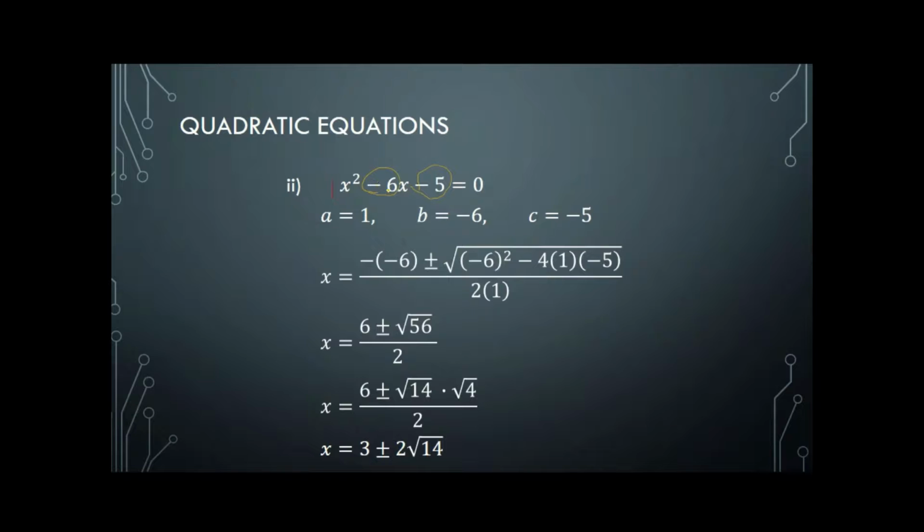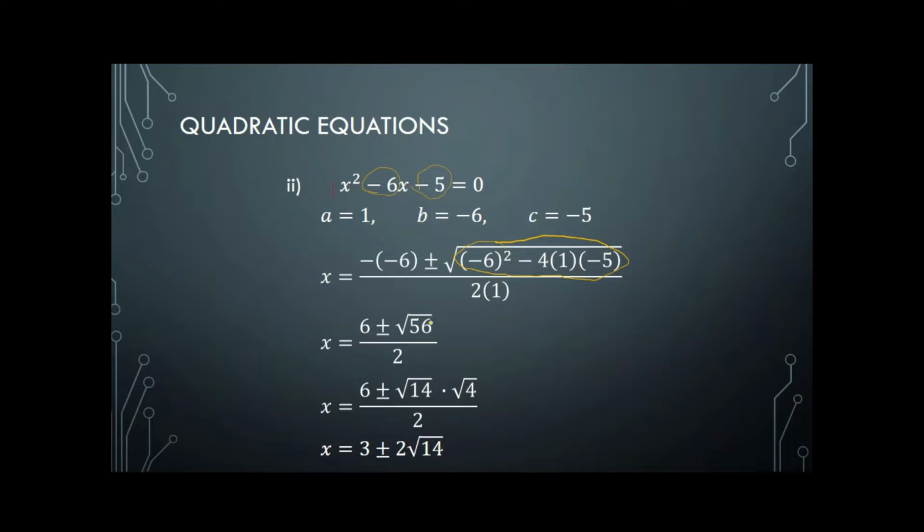Okay, now we substitute a, b, c into the formula. So negative b, so we have negative 6 here, plus minus square root of b squared, so negative 6 squared, minus 4a, which is 1, and c, negative 5, over 2a, which is 1. All right, so what we do is solve the calculation inside the square root. To solve this, we can use a calculator and we will get square root of 65.